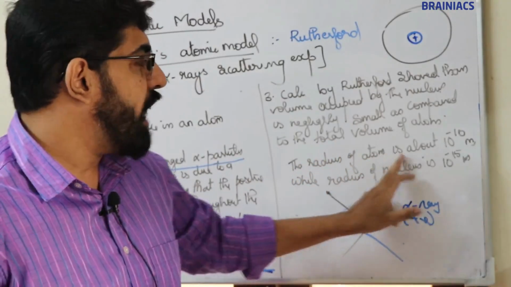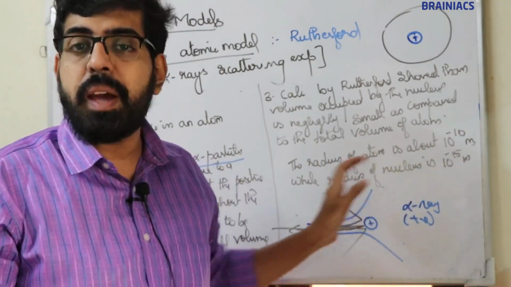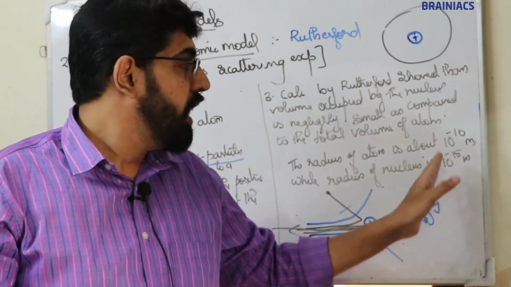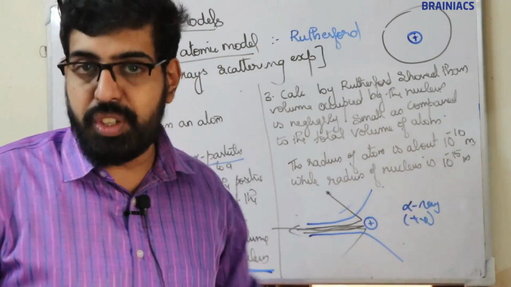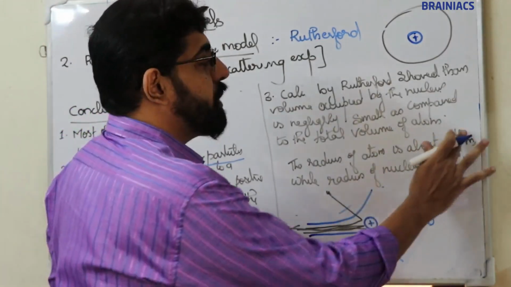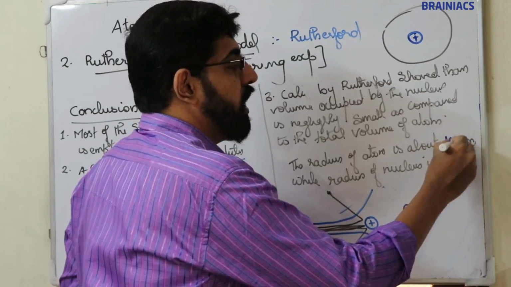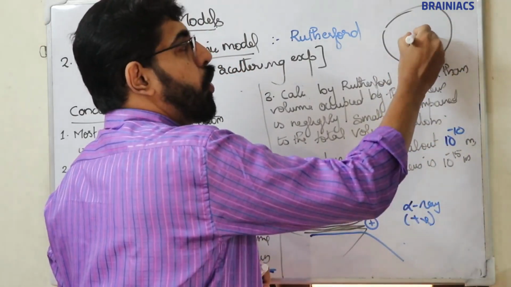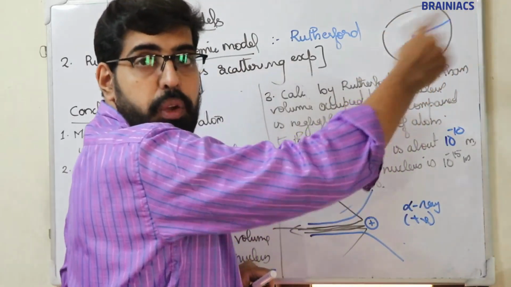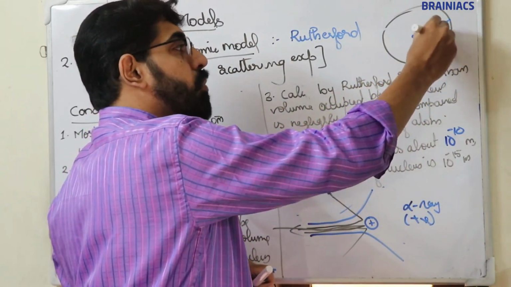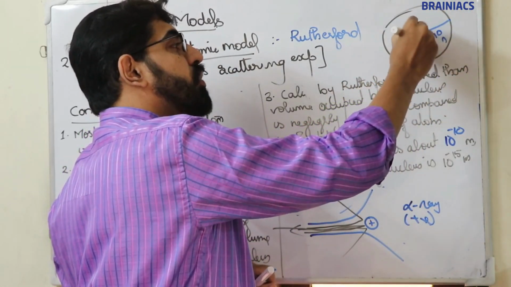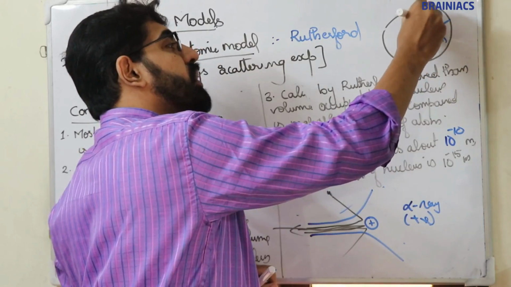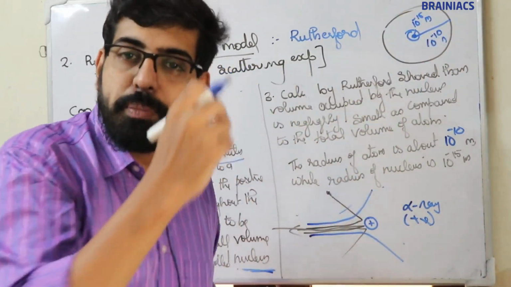The radius of an atom is about 10 raised to minus 10 meter, and the radius of the nucleus is only about 10 raised to minus 15 meter. This is the size difference. If the radius of the atom, that is from the nucleus to the outermost shell, is 10 raised to minus 10 meter, then the radius of the nucleus is nearly 10 raised to minus 15 meter. So the nucleus is that much smaller.